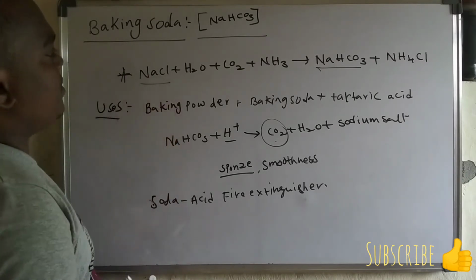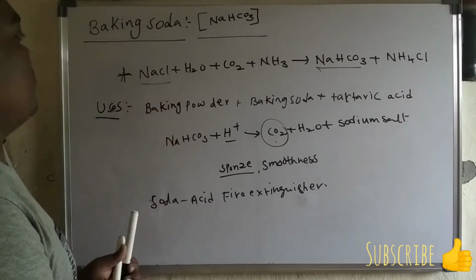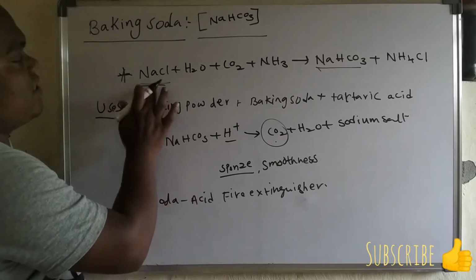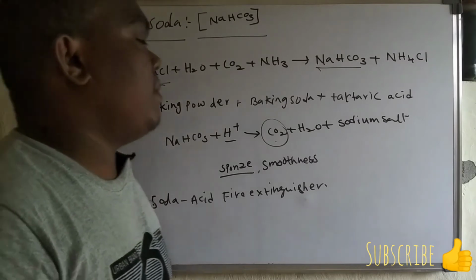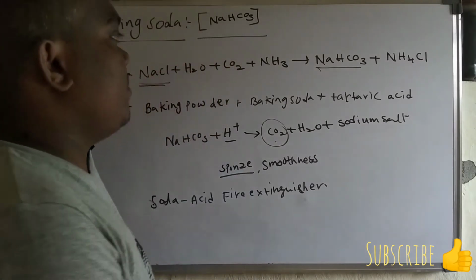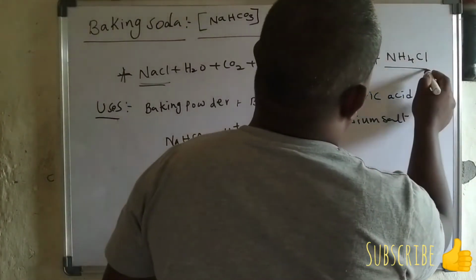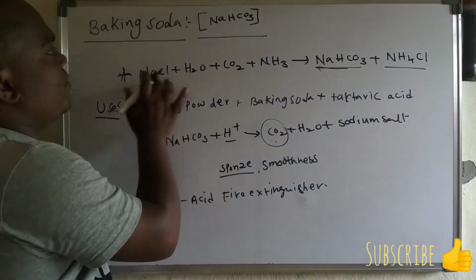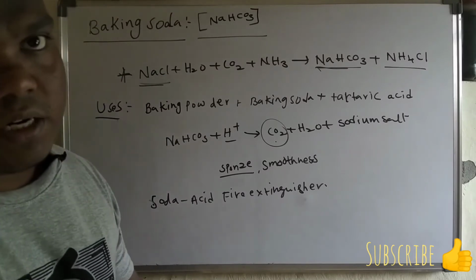For preparation, we use sodium chloride as one of the raw materials. When sodium chloride reacts with water, carbon dioxide and ammonia, we get sodium bicarbonate along with ammonium chloride. So this is the preparation of sodium bicarbonate.